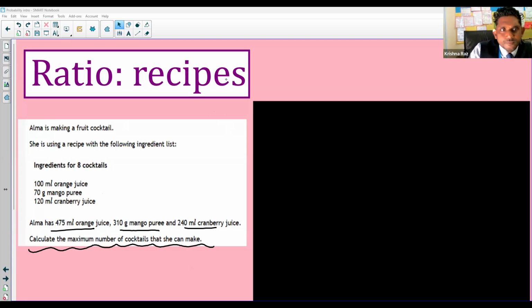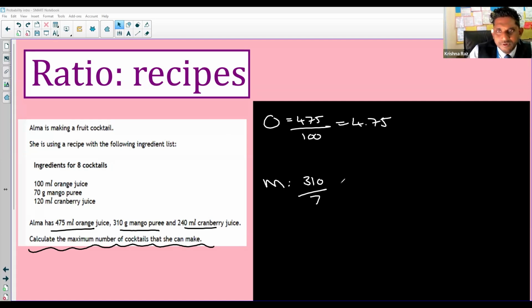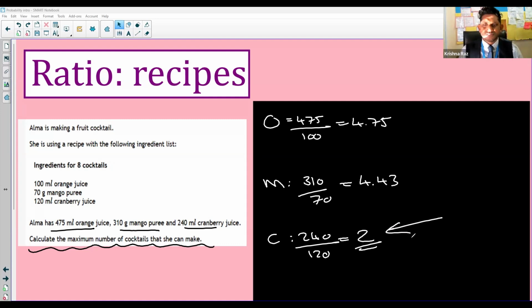So for orange, we have 475 over 100, which is 4.75 batches, yeah? Mango, we have 310 divided by 70, which is 4.43 batches. And cranberry juice is 240 over 120, which is 2 batches. So we're going to run out of this first. So we can only make 2 batches of cocktails.